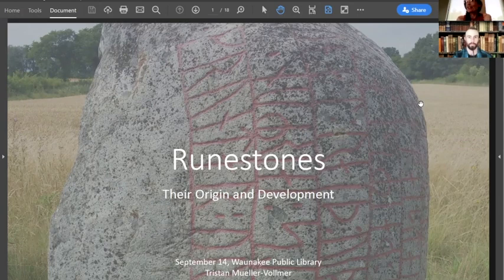Our presentation today is Runestones, their origin and development. We're going to trace the origin and development of the fascinating practice of raising a runestone from the very beginnings to the migration period through the Viking Age and beyond.